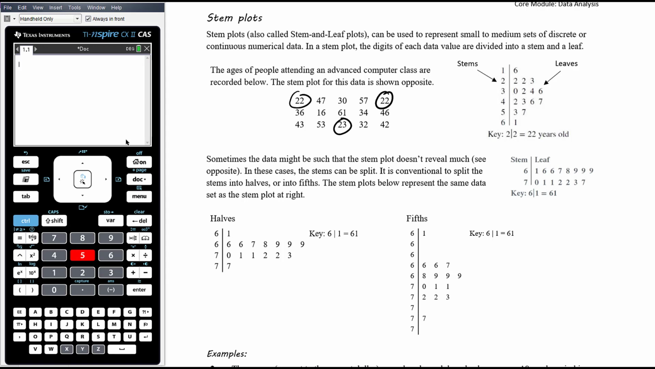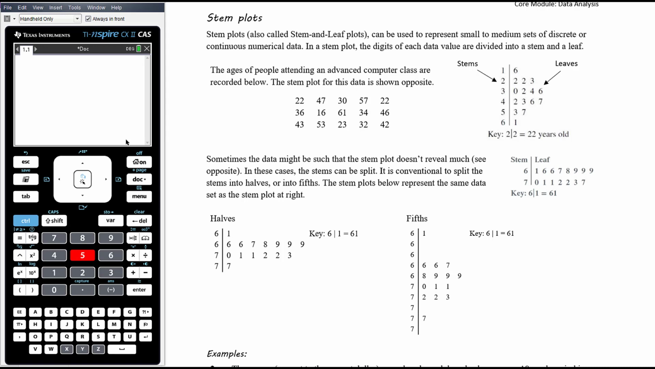Now the leaves should be listed in order. So 2, 2, 3 rather than 2, 3, 2 or 3, 2, 2. Okay, so in increasing numeric order. So then we're looking for the 30s. Well, there are 1, 2, 3, 4 numbers in the 30s. So the smallest leaf is the 0, then the 2, then the 4, and then the 6. Okay, and list them out.